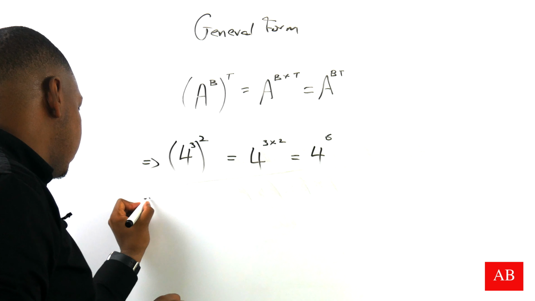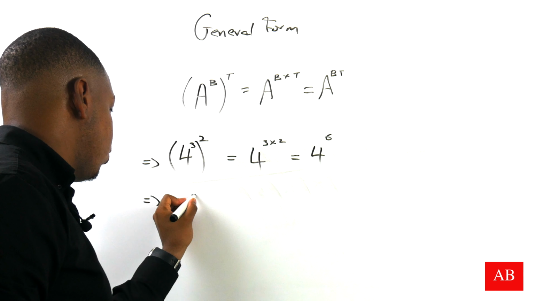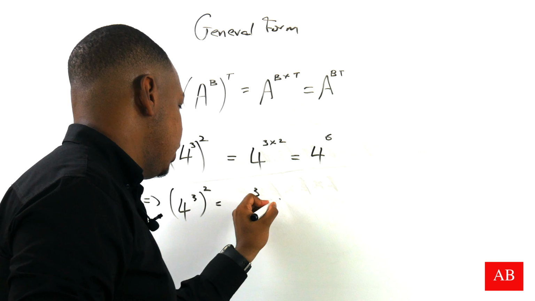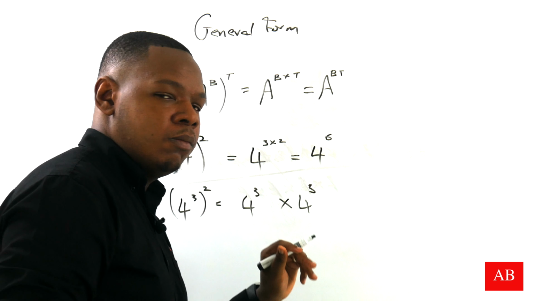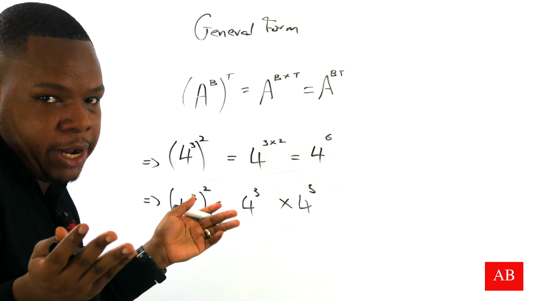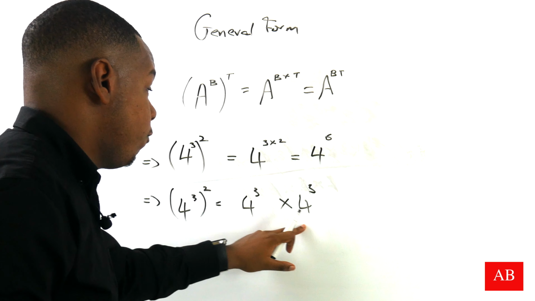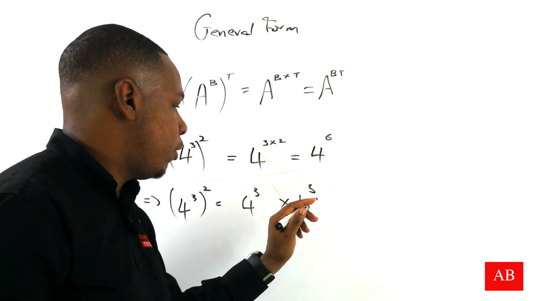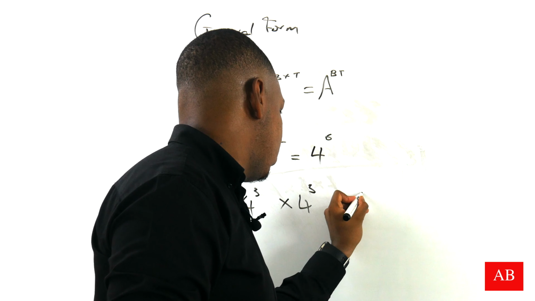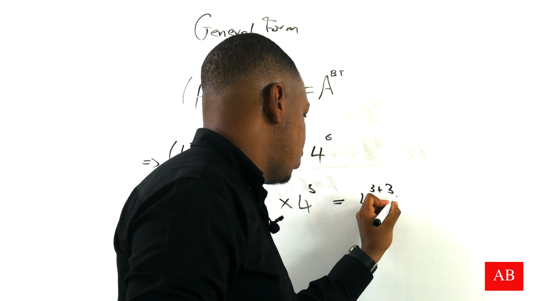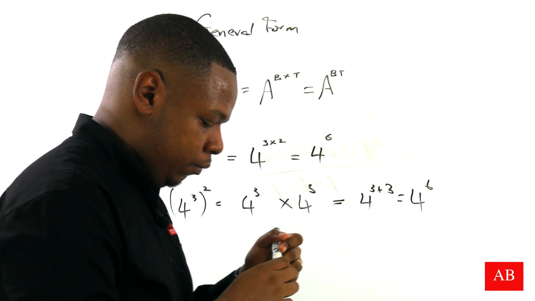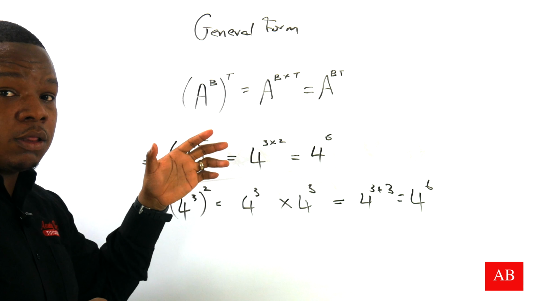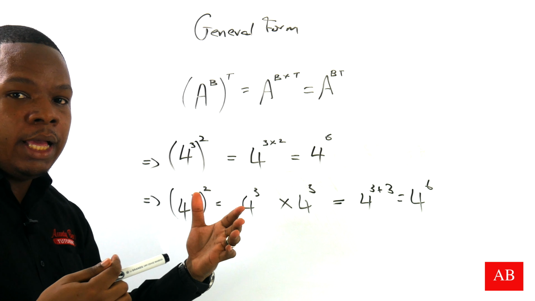Makes sense so far? Now 4 cubed squared is the same thing as 4 cubed times 4 cubed, because when you square it, you multiply the same thing by the same thing, right? Yes. Now, from law 1, which we proved already to be true, we just need to add the powers here. So, from our practical example, when raising powers with the same base, we multiply the indices.